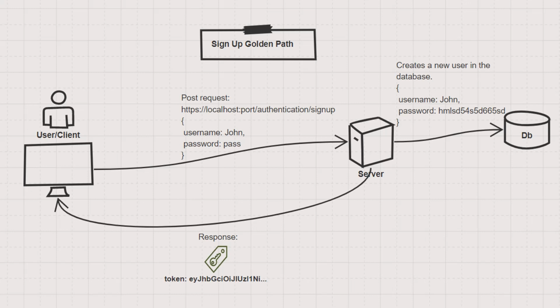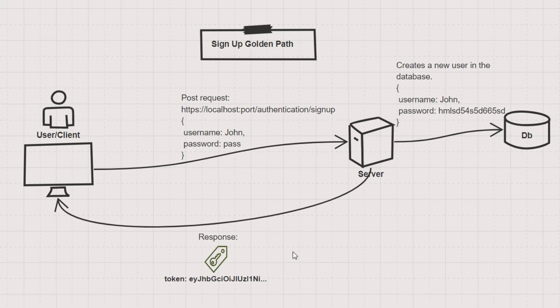So here we have the golden path for sign up. Over here we have the user, and it tries to sign up for an account, and we'll be making a post request to authentication/signup and pass in the username and password. With this information, if the username doesn't already exist, we create a new user in our database. If you notice here, the password is stored hashed for security purposes. Finally, the web API will respond with a token.